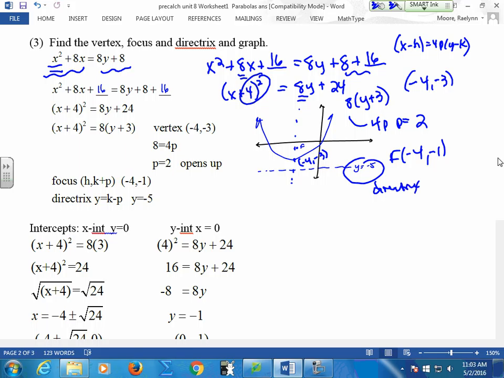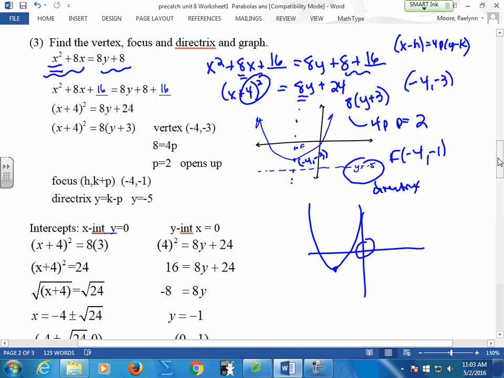Now, this is the one I'm talking about. You might want to do your intercepts before you sketch this. Because if I'm sketching and I say -4, -3, I'll probably make my parabola look like this. But my y-intercept is going to bring me over here somewhere. So sometimes it's easier to put your vertex, figure out where you're opening up or down, and then do your intercepts first. If you come down here and do your intercepts, at least your y-intercept will help you.